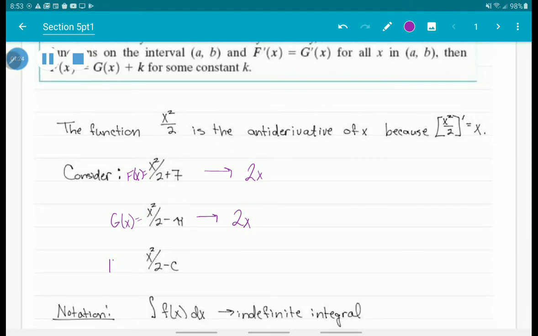Well, what if we go very generic and we look at x squared over 2 minus some constant c, and we take the derivative of that? The derivative is still going to be 2x.